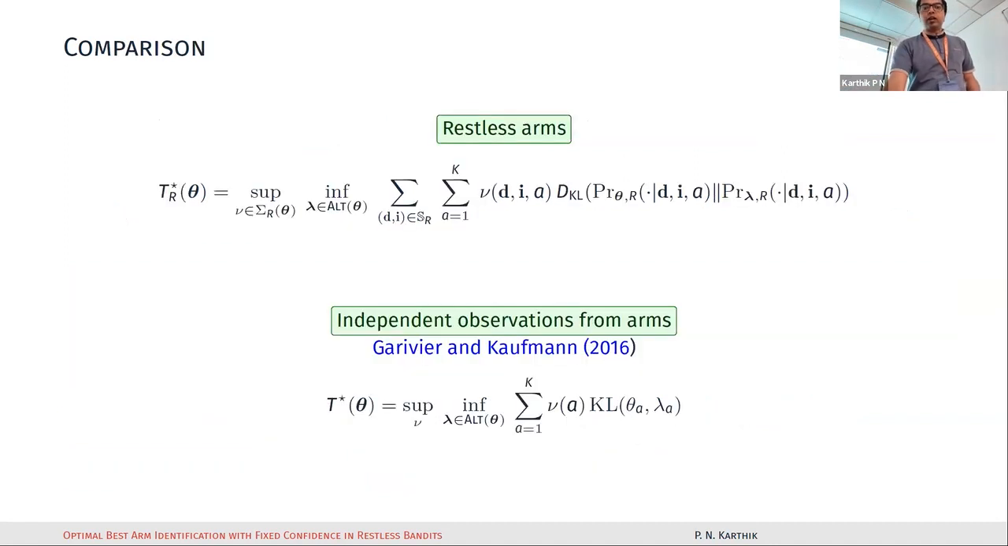So how do we do this? This is just a formal comparison between what we have versus what Garivier and Kaufmann had. You see how simple this is. This is a function only of arms. Here the supremum is over all distributions on arms, whereas here it is states and actions of the MDP. This is a KL divergence between distributions whose means are theta A and lambda A, whereas here these are distributions on the state space of the MDP. So you have to take row-wise KL divergence and then weigh them all.